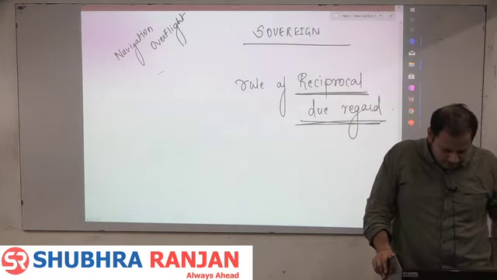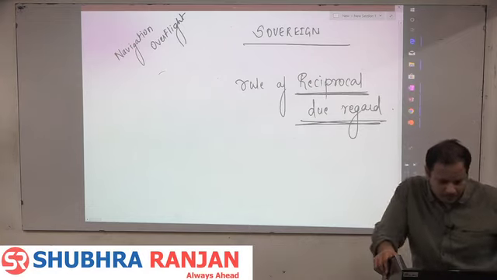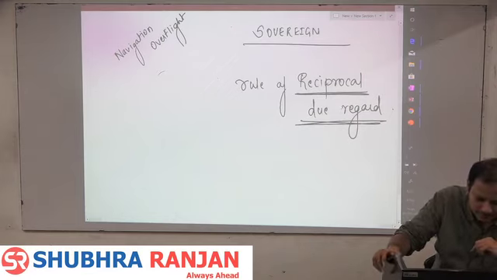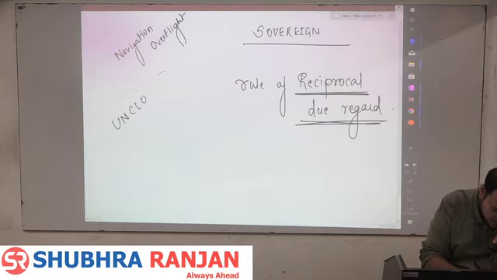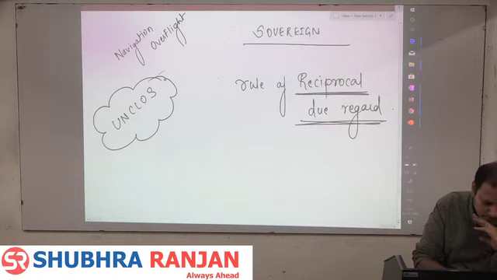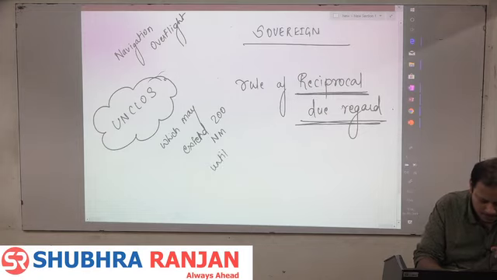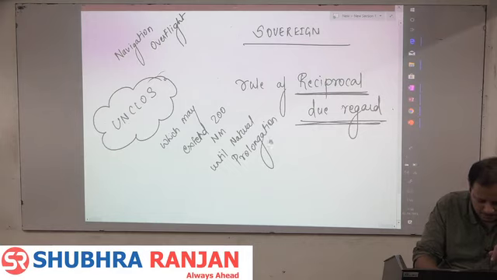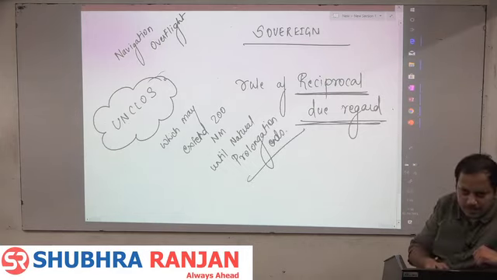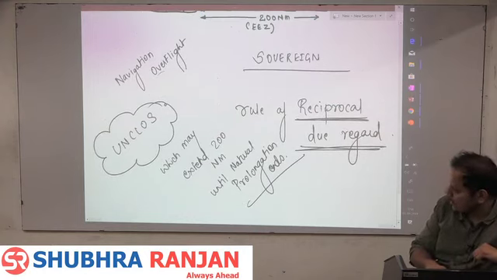At the last point, the UNCLOS also defines the continental shelf, also defines the external limit of the continental shelf, which may extend to 200 nautical miles until natural prolongation ends.